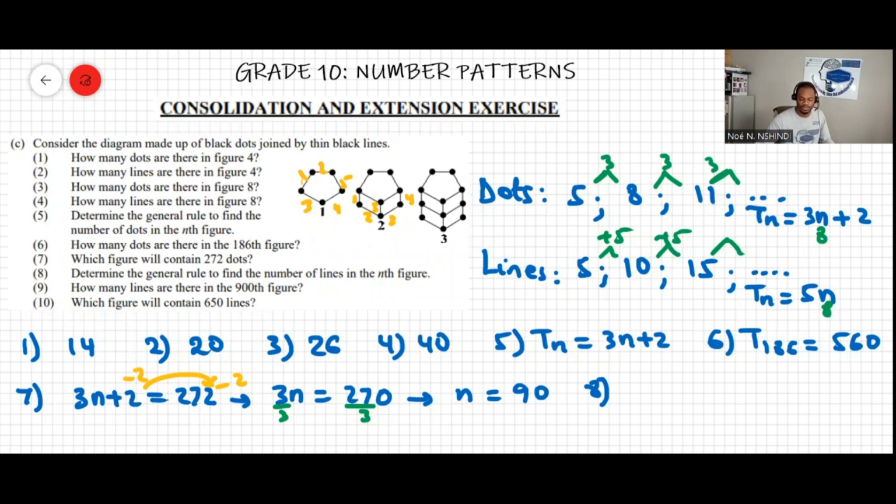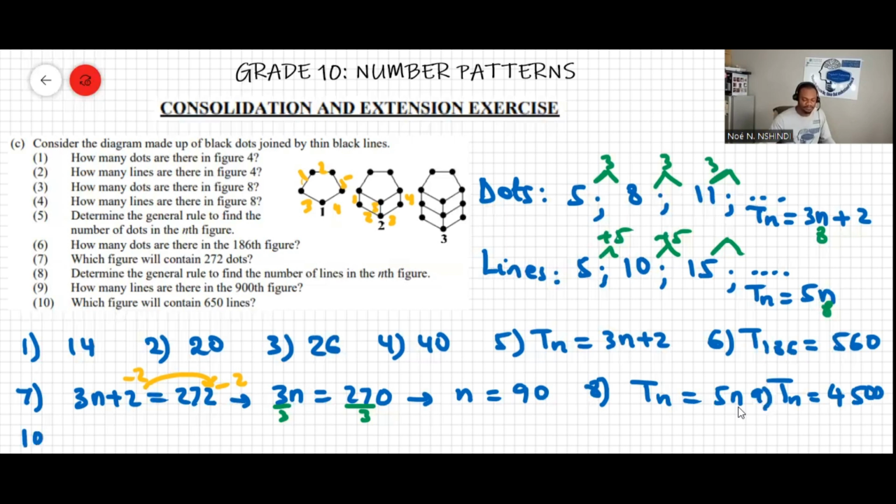We did find it already. We say that we found that Tn was equal to 5n. Okay. And then question 9 says how many lines are there in the 900th figure. So over here we will substitute 900 over here. If you do that, we'll get 4,500 lines. And that was question 9.